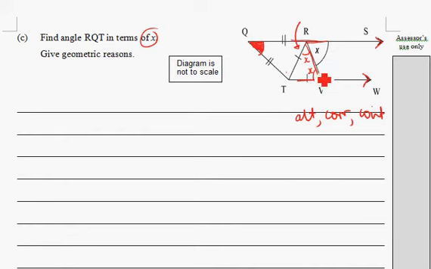So the first angle we found was this one in here, which we'll call RVT. Angle RVT equals x, and that was alternate angles in parallel lines are equal. Right, once we found that one, it could help us with this one. Now we'll call that VRT.